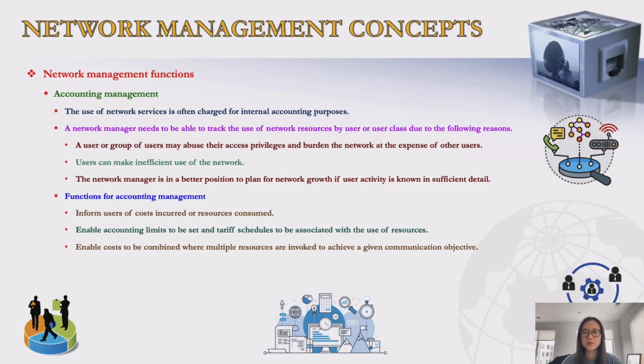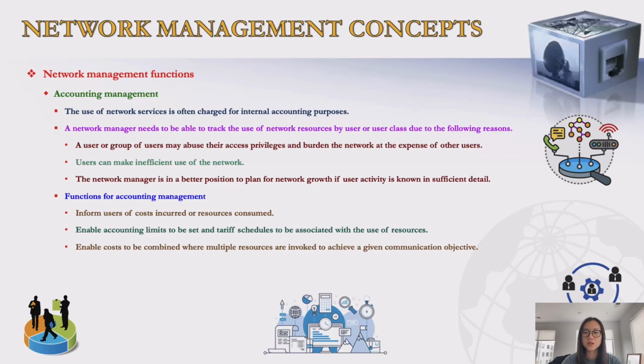First of all, a user or a group of users may abuse their access privileges and burden the network at the expense of other users. Second, users can make inefficient use of the network, and the network manager can assist in changing procedures to improve performance. Finally, the network manager is in a better position to plan for network growth if user activity is known in sufficient detail. Several functions are generally required for accounting management.